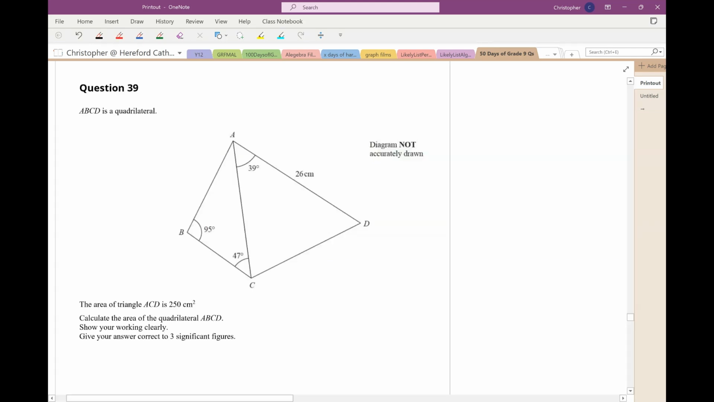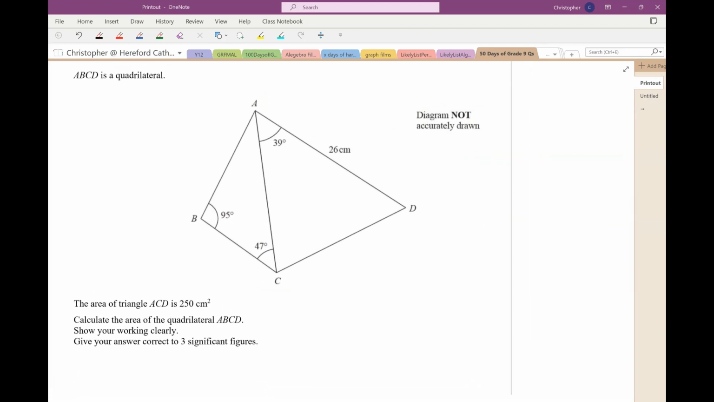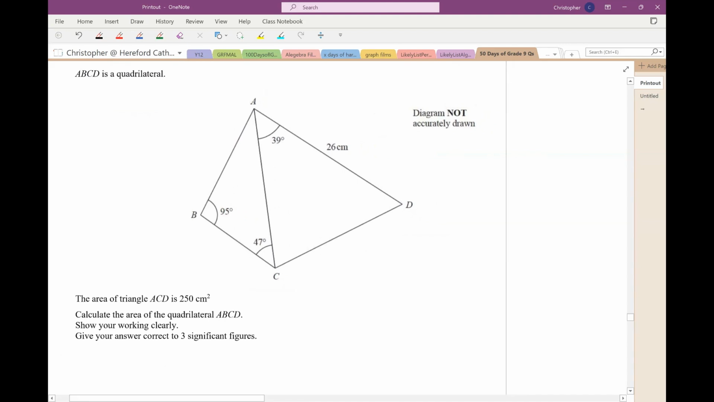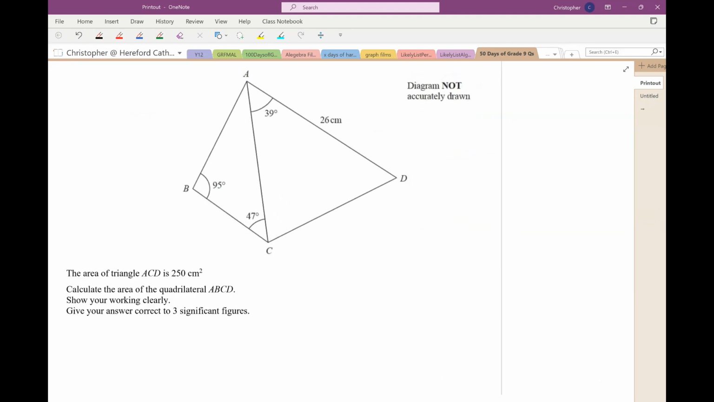Question 39. ABC is a quadrilateral, but it's split into triangles there. I'm thinking sine rule, cosine rule, the trigonometry formula for the area of a triangle. Let's have a look. The area of triangle ACD is 250 square centimetres. Calculate the area of the quadrilateral. Show your working clearly.